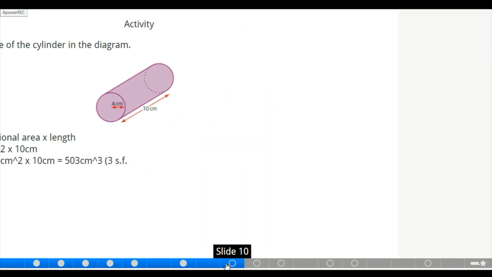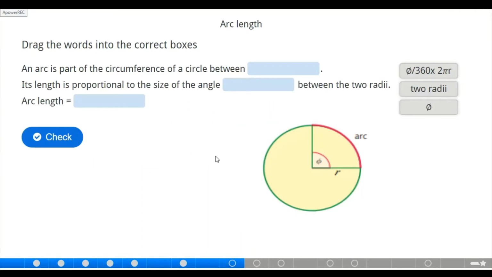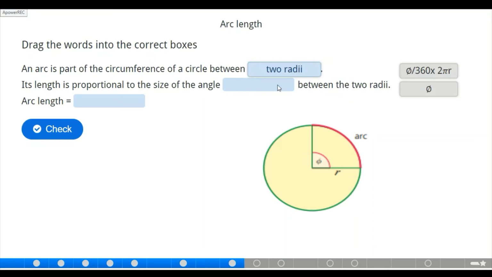Okay, now let's look at arc length. When you're talking about arc length, we are talking about the arc length of a circle. An arc is a part of the circumference of the circle between 2 radii. The plural form of radius is radii. And the length is proportional to the size of the angle, which we refer to as phi or theta, between the 2 radii.